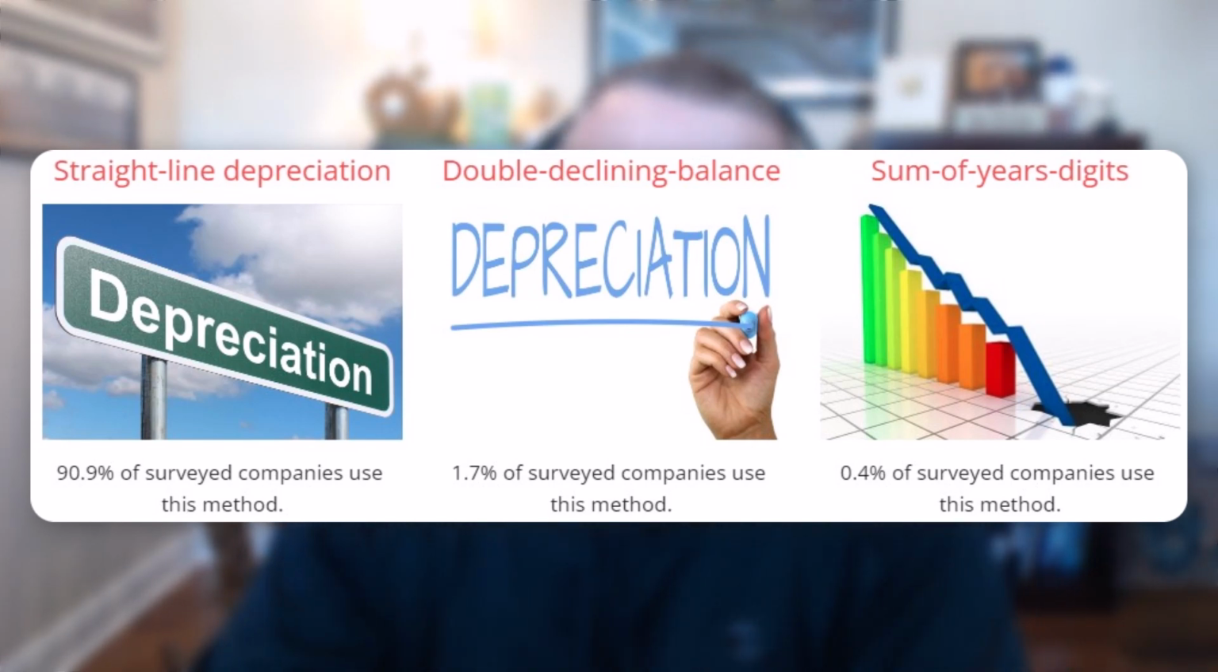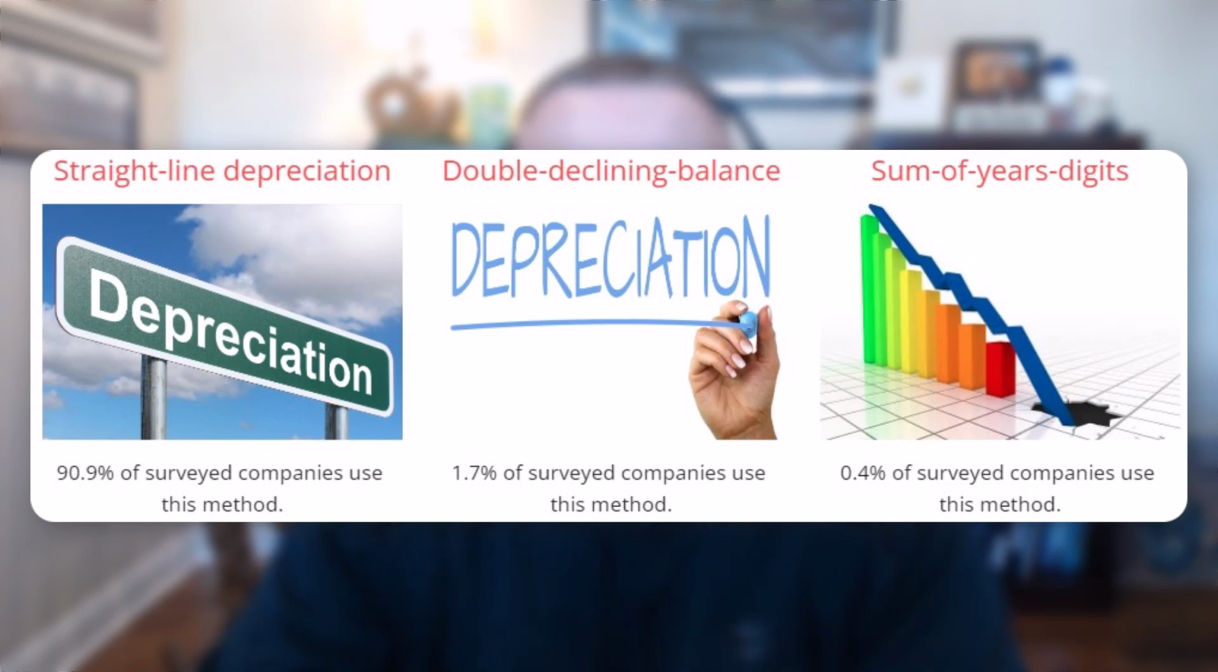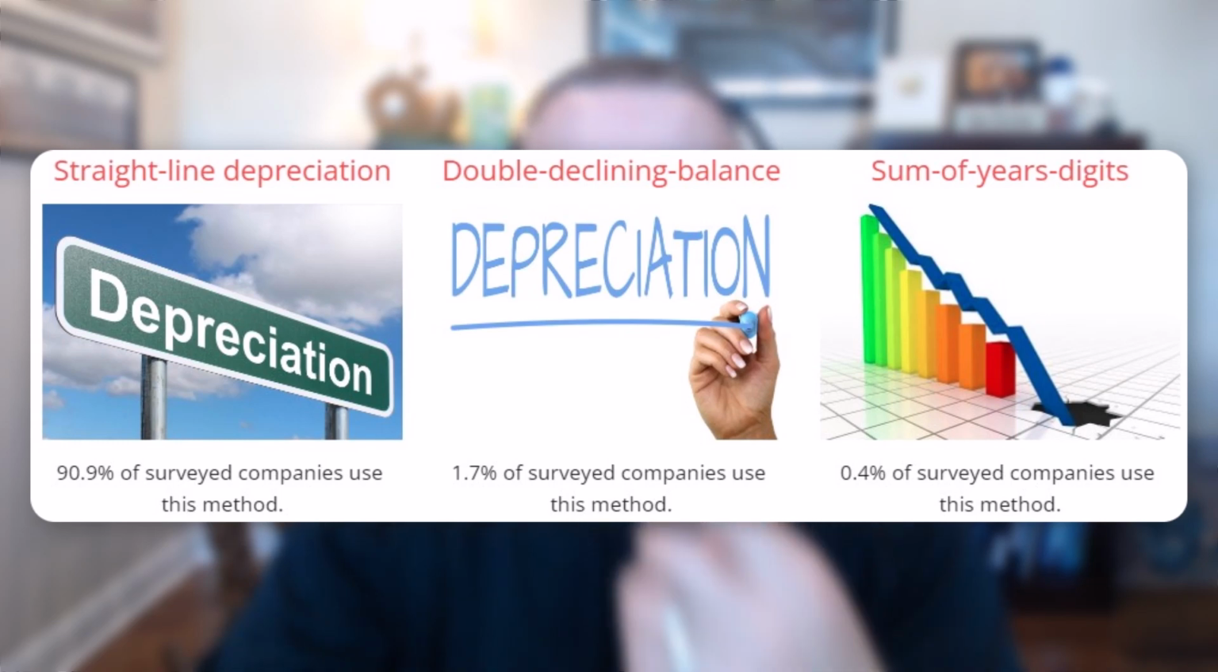There's also another method that's far less common. 1.7% of all companies said that they use this method, and it's called the double declining balance method. And the idea with this method is to accelerate depreciation. So in other words, we're trying to record more costs. We're trying to allocate more costs to the income statement.